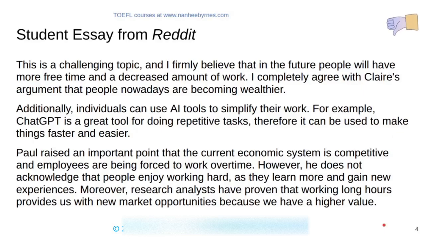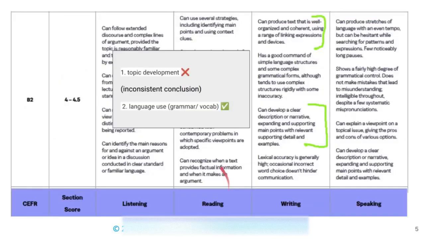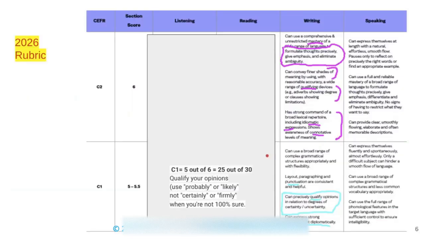This essay would score between 4 and 4.5 on the 2026 TOEFL system. Essays at this level usually have issues in topic development or language use, like grammar or vocab problems. This one actually does pretty well on language, but it tanks on development because the reasons and examples just aren't strong enough to really convince anyone. And it's even weaker than average thanks to that inconsistent conclusion. I'll break it down step by step as we go.